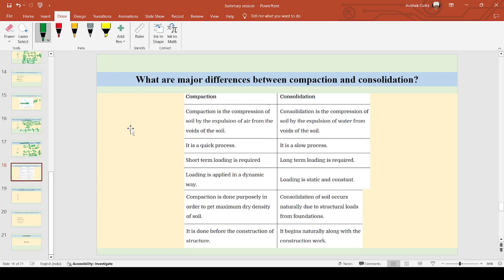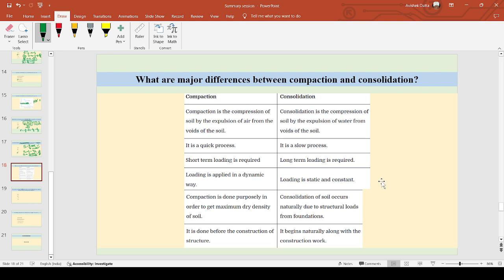Okay, this is a combined question from compaction and consolidation. It is a theoretical question. It provides basic conceptual knowledge about the differences between compaction and consolidation. Compaction is the compression of the soil by the expulsion of air from the voids in the soil. But consolidation is the compression of soil by expulsion of water from the voids in the soil. So basically this is the basic difference. This is the first and the basic difference between compaction and consolidation.